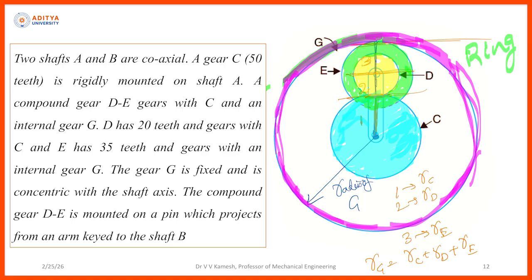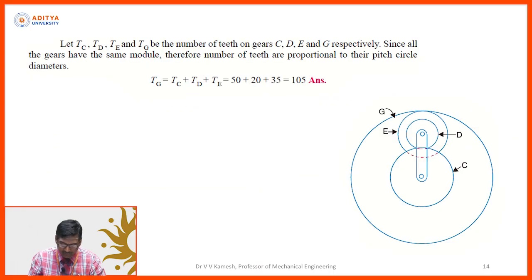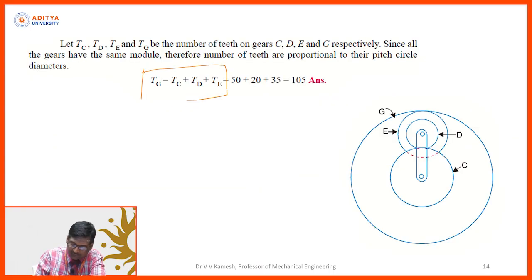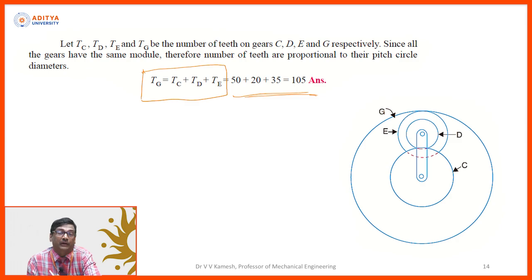So the diameter relation is transferred to number of teeth, right? Then how do I find it? TG is equal to TC plus TD plus TE. So the number of teeth on the ring gear will be 50 plus 20 plus 35, which is 105, right? So the number of teeth is identified.